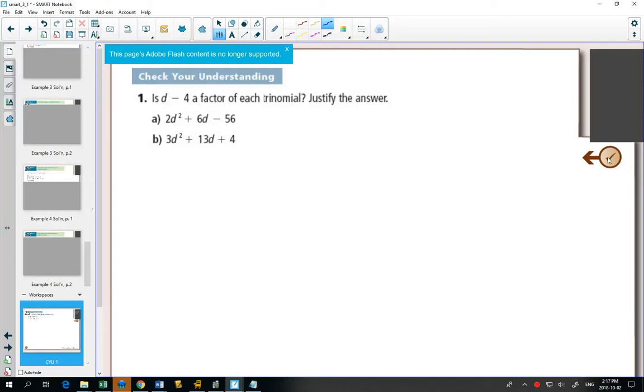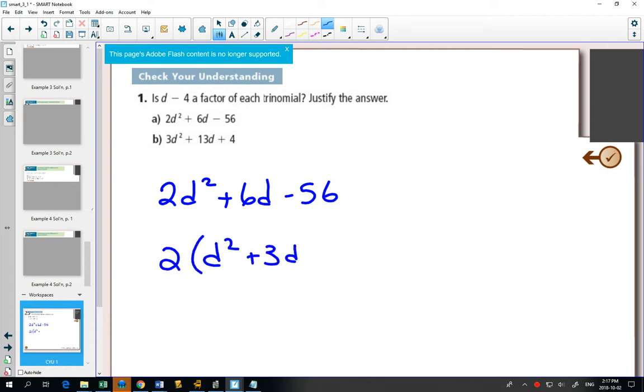This question is asking, is d minus 4 a factor of the trinomial? One thing you could do is try to factor this completely, directly. If I was trying to factor this directly, I would factor out a 2, leaving me with d squared plus 3d minus 28. And then I would look if I could factor this even further.